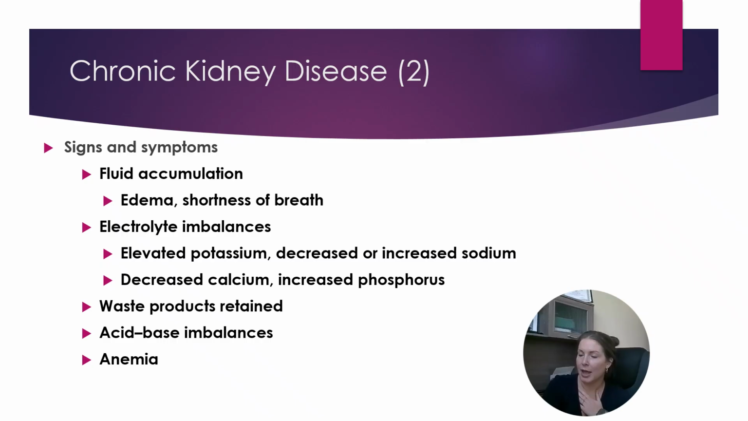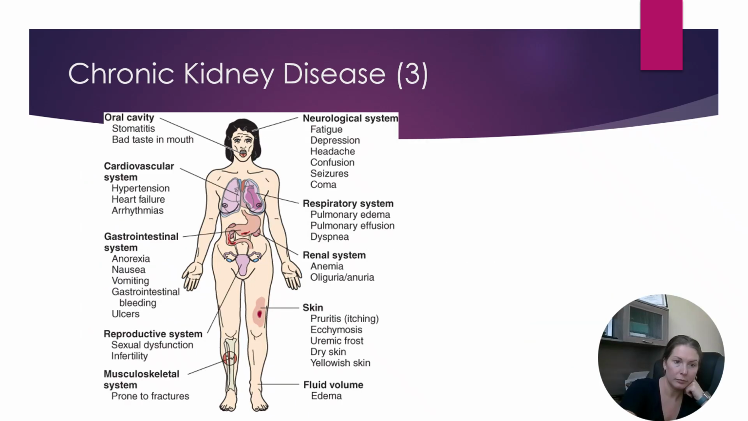azotemia and our uremia, causing confusion, nausea, itching, pericarditis. We can end up with metabolic acidosis, so looking at the acid-base balance, metabolic acidosis from that hydrogen ion retention. Okay, and then a lot of our kidney patients are anemic just because of that decreased erythropoietin production. Alrighty, so the next graphic is just showing you overall that our kidneys affect so much in our body.